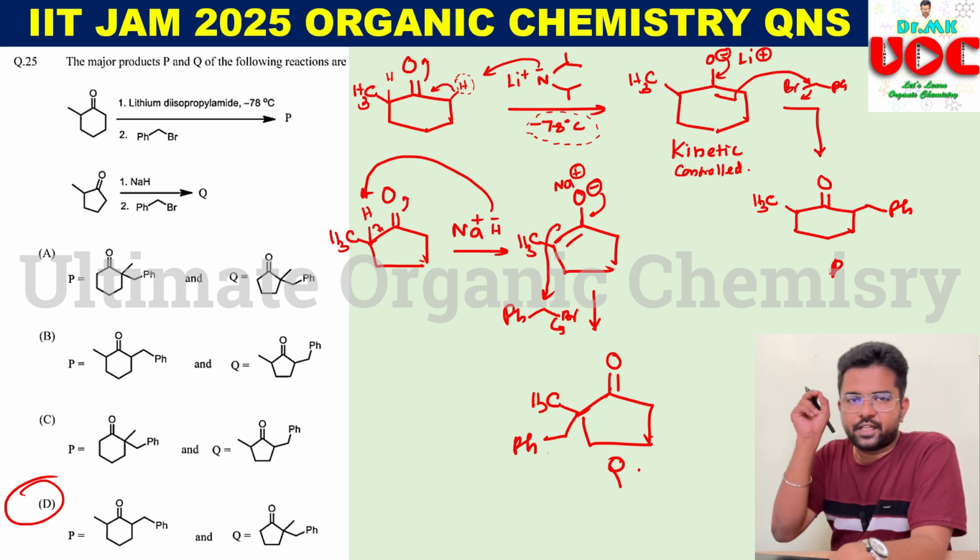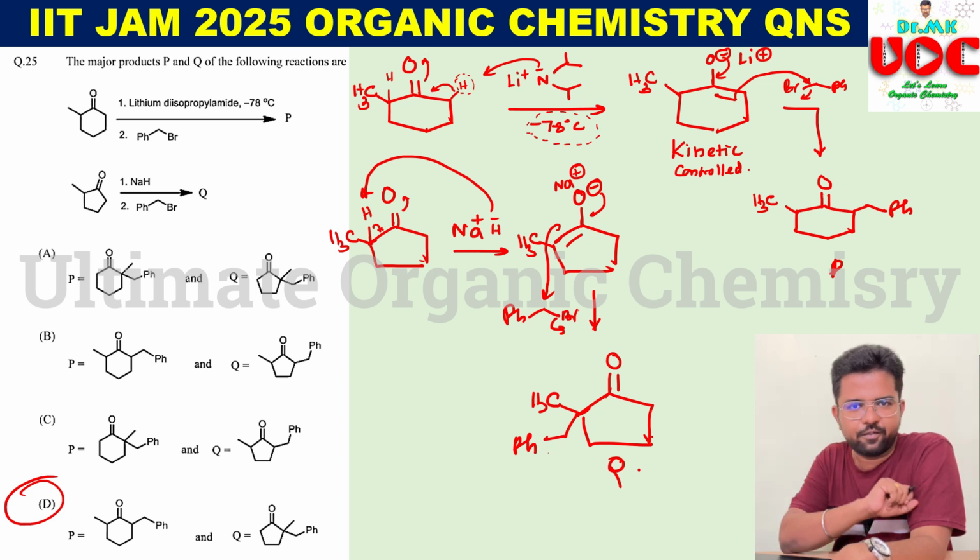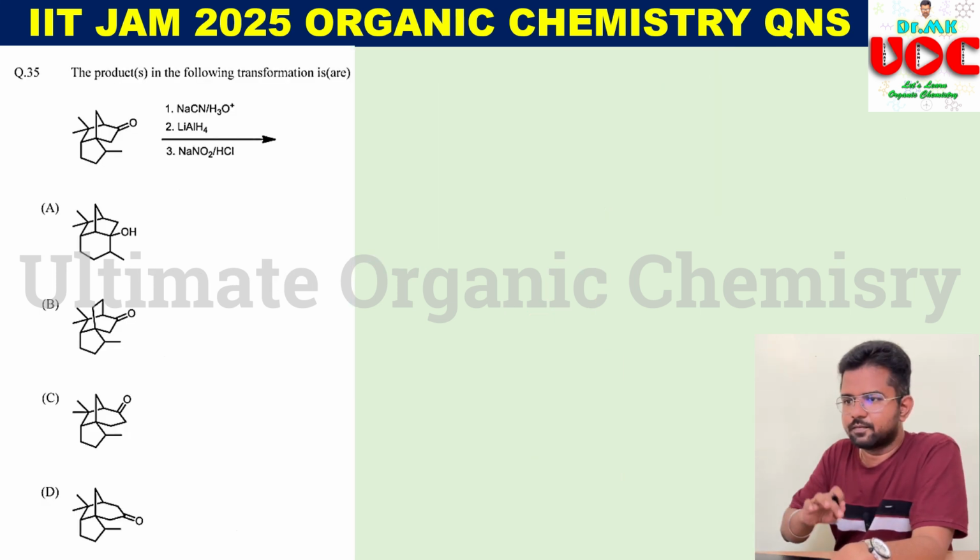Remember, if the temperature is given as minus 78 degrees Celsius, a kinetically controlled intermediate will be formed. That is, the less substituted enolate will be formed. And if the temperature is room temperature, the reaction will proceed via a thermodynamically controlled intermediate. That means the more substituted enolate will be formed. Next question.